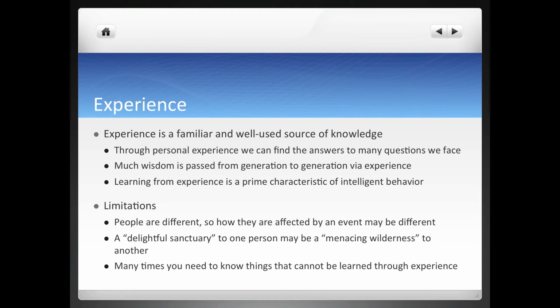Now, second quote there, much wisdom is passed from generation to generation via experience. For example, if someone from my hometown would happen to take a job at Shawnee State University, probably not very likely, but if this happened, I would share my experiences with them. And of course, the final bullet, learning from experience is a prime characteristic of intelligent behavior. I think it would be advantageous and intelligent, if you will, to share this with other people in similar situations.